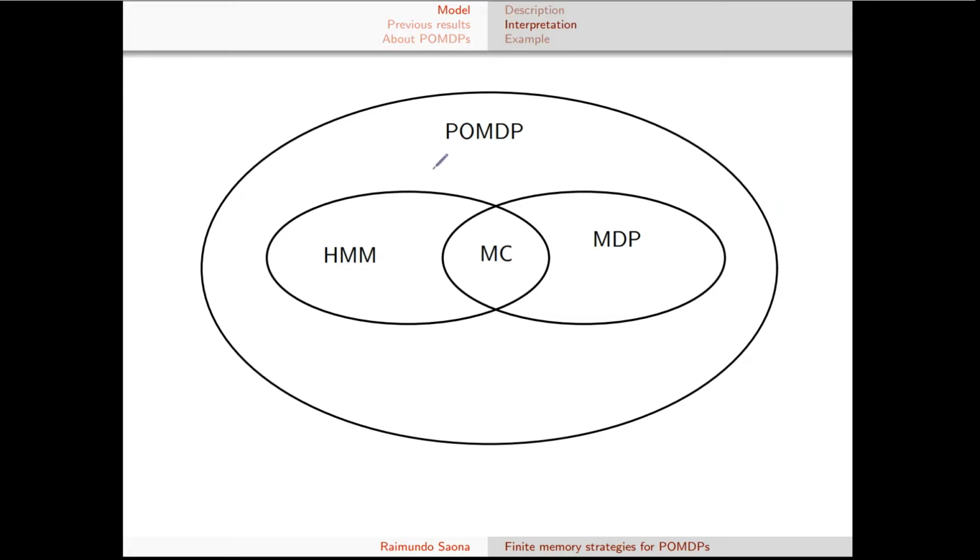POMDPs are a generalization of hidden Markov chains because they include a decision maker. In this sense, a POMDP can be seen as a controlled hidden Markov chain. It obviously generalizes Markov decision processes because it considers a hidden component. POMDPs can also be described as optimal control problems. Let's see a very simple example.